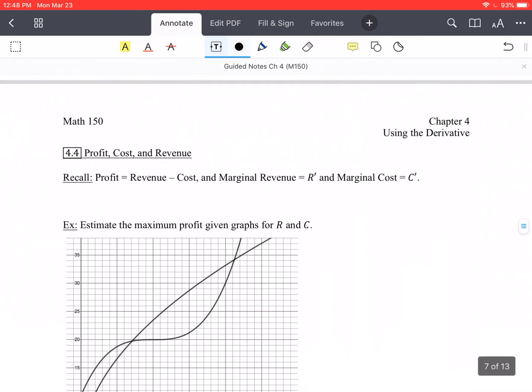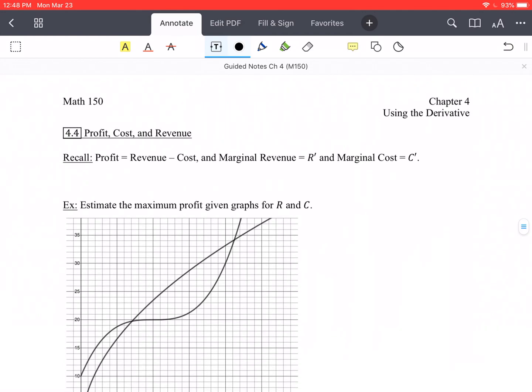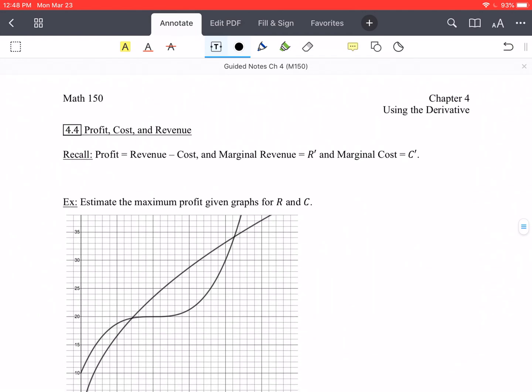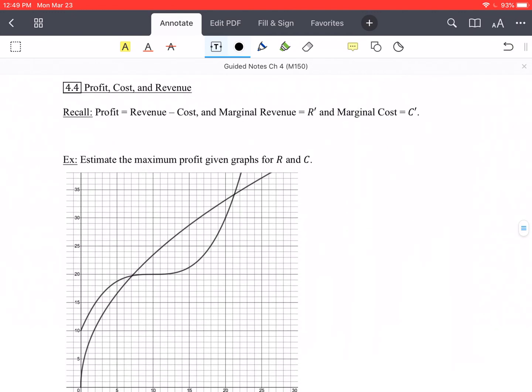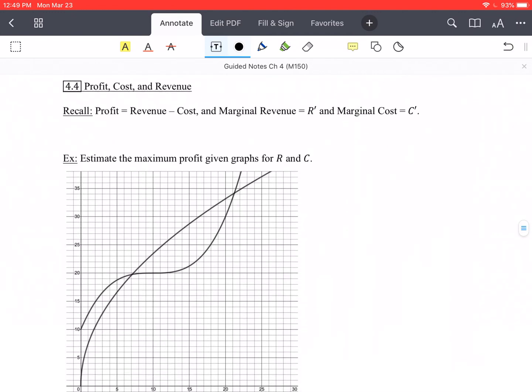All right. So let's shift gears a little bit and move into section 4.4, talking about the business and economics side of max and min values, and in general how we can use these derivatives to interpret results for cost, revenue, and profit. Just as a reminder, profit is equal to revenue minus cost. Marginal revenue is the derivative of revenue, R prime, and marginal cost is the derivative of cost, C prime.